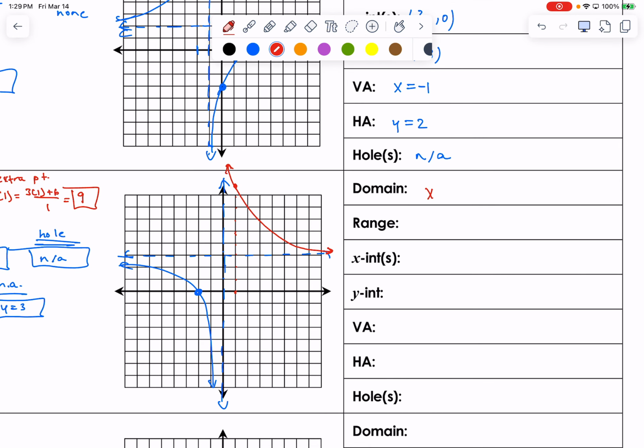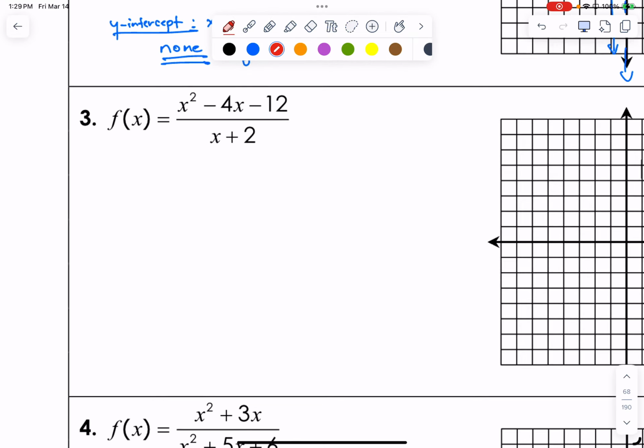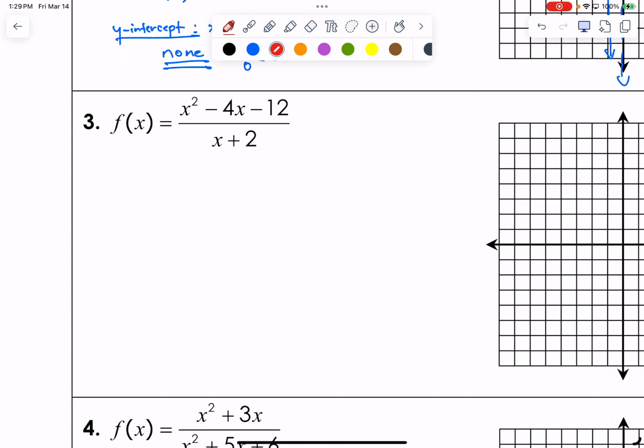Domain: x cannot equal 0. Range: y cannot equal what? 3. X-intercept is -2, 0. There was no y-intercept. VA is x equals 0. HA was y equals 3. And holes, NA. Everybody okay with that? How you feeling about this? Pretty simple, isn't it? Okay?